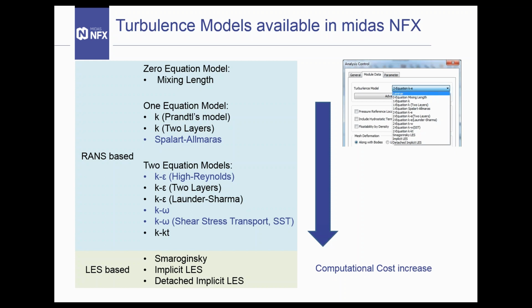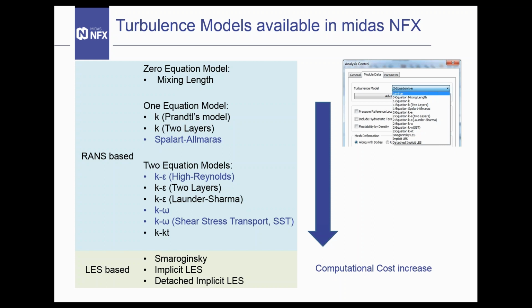The second model, like K epsilon, which is widely used, is very robust, but at the same time, it is mandatory to have some knowledge about the limitations of that model. You can find this information in the Midas NFX manual. We are writing there what kind of limitations that model has.